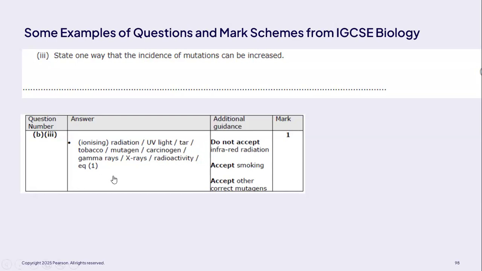So for this question, you can't accept infrared radiation because that's not a mutagen. You can accept smoking as an alternative to tar and tobacco. You can accept other correct mutagens if a student comes up with something that nobody's thought about, but when they write it down, it is actually correct, then the mark can be given for that. And when there's a team of examiners that mark these papers, there's the principal examiner, team leaders, and then examiners. So if an examiner has an answer that they're not sure about, whether it's correct or not, they can refer back to their team leader.